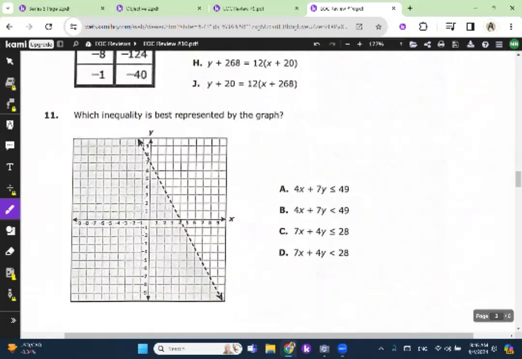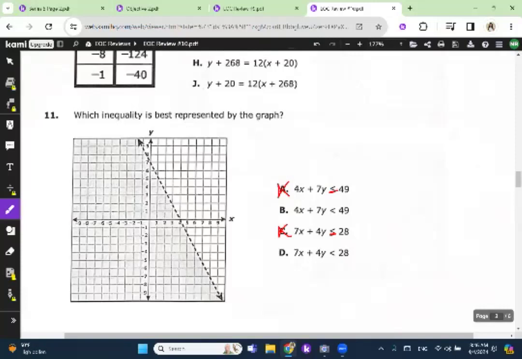Now it says, which inequality is best represented by the graph? There are 2 answers that you can automatically eliminate without having to solve anything. Which ones are they? A and C. Why A and C? It has the line under. Remember, the line under is a solid line, and we're looking at a dotted line. Cool. Now from there, you can actually pick an X and Y value, pick a point in the shaded area. Your solutions are always in the shaded area.